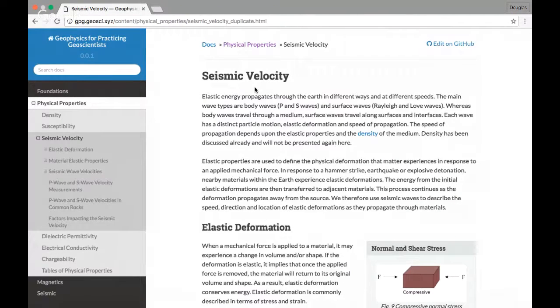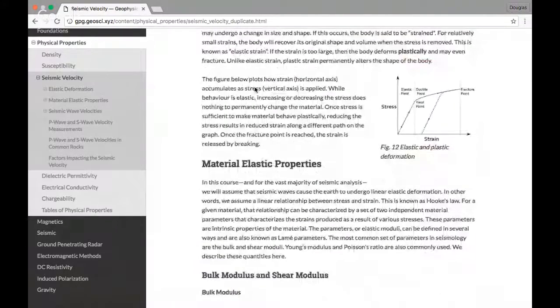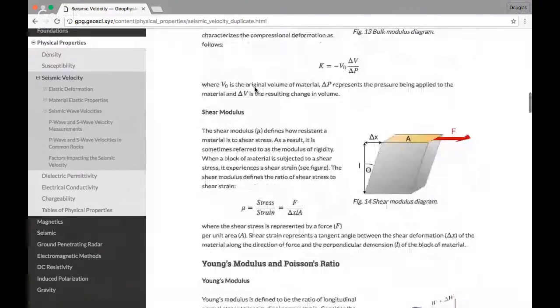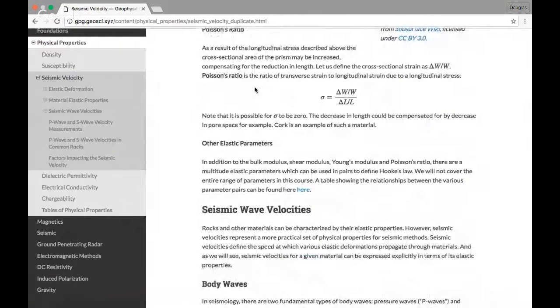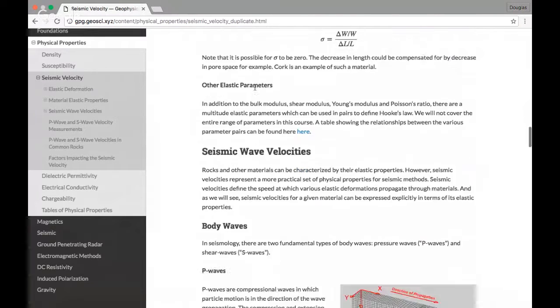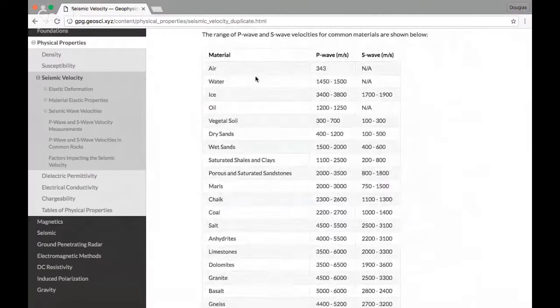Okay, so this is what you'll see. So you've got in other physical properties, there's seismic velocities, and then there's a whole bunch of stuff under here. There's elastic deformation. So we start with shear, normal stress, tensile stress, shear stress. There's the bulk and the shear modulus, which you've seen. Young's modulus, Poisson's ratio. And then it's going to get into different types of velocities. So just to kind of, I'm going to hit that in a second, but just to give you an idea of materials and the P wave and S wave velocities, this gives you a bit of an overview.